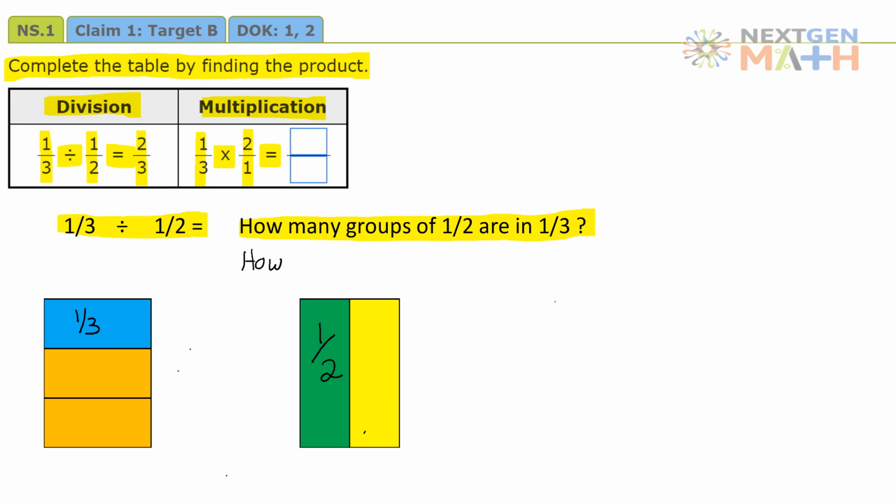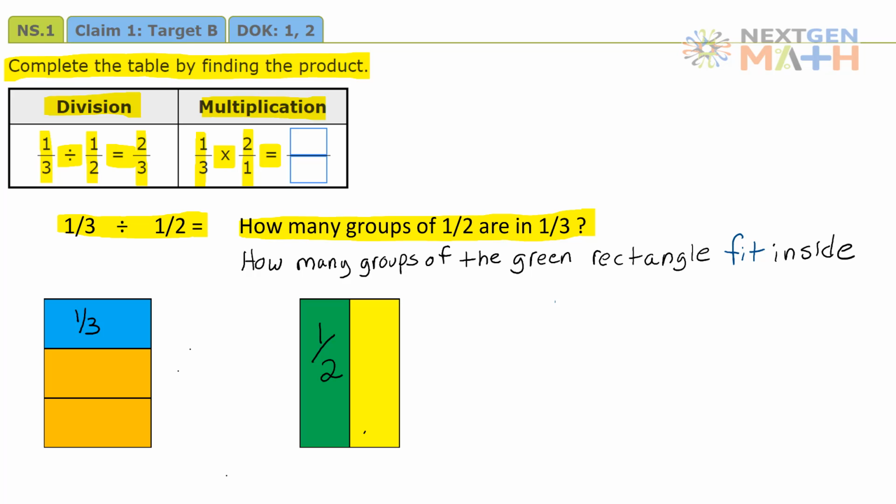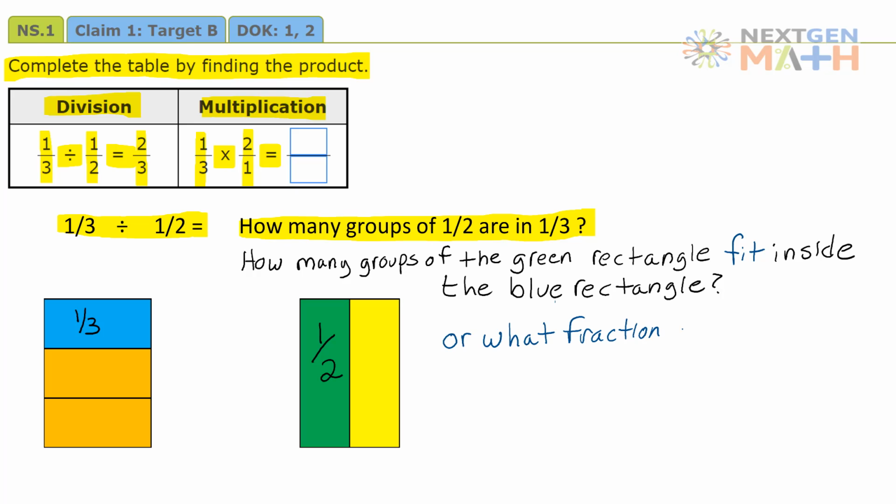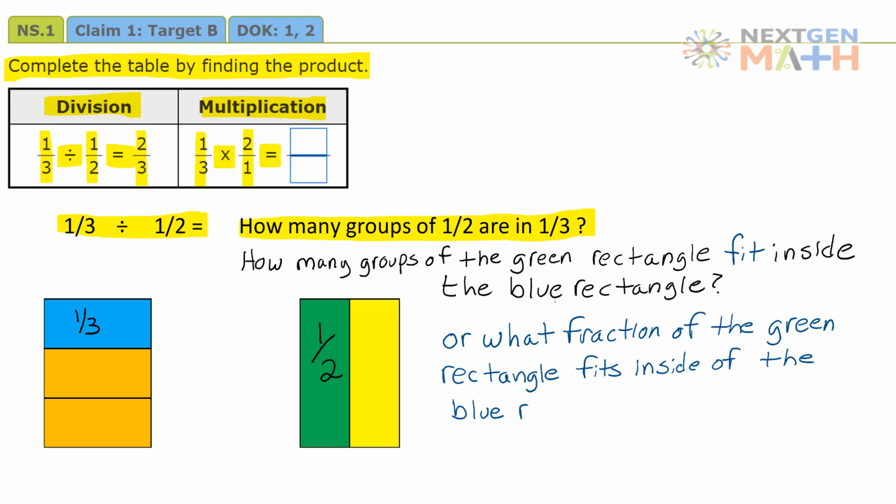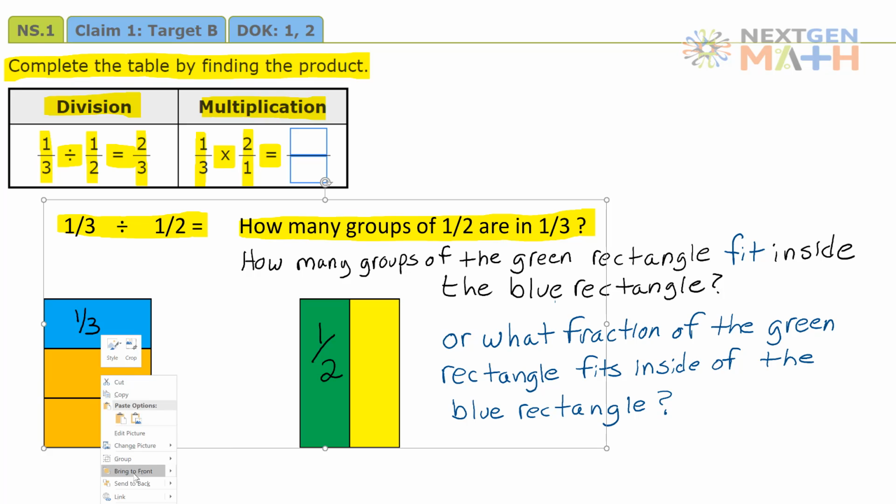How many groups of the green rectangle fit inside the blue rectangle? Or what fraction of the green rectangle fits inside of the blue rectangle? First, we're going to change our rectangles so that they have the same number of squares. That way we can compare the green and blue easier.